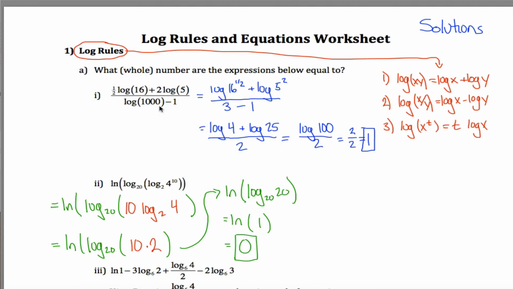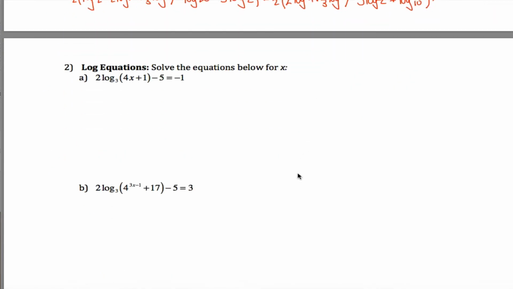For the solution video, I am going to deal with the equations portion of this worksheet, which starts down here on page 2. You're given a whole bunch of log or exponential equations, and you're asked to solve each one for x. In this first one, we only have one x in the problem, so to solve for it, we just have to isolate it.